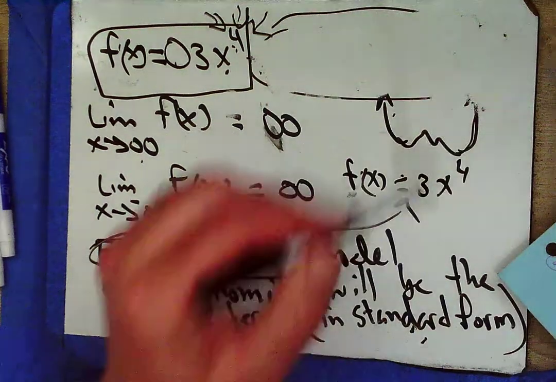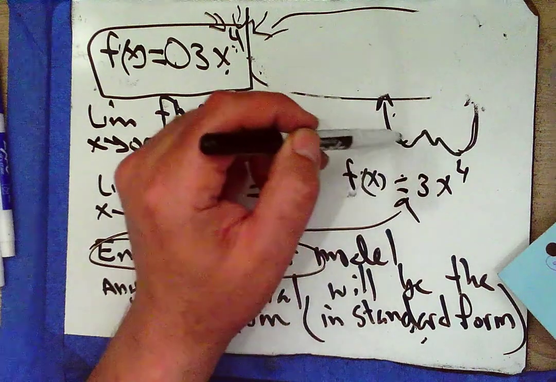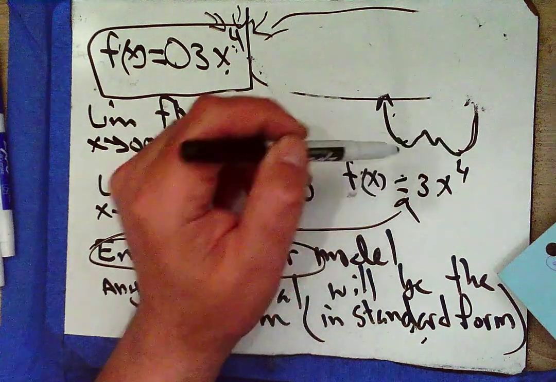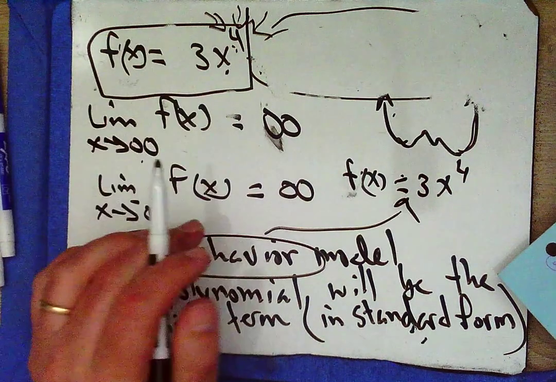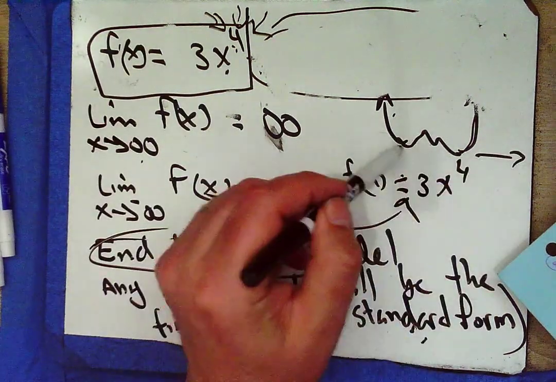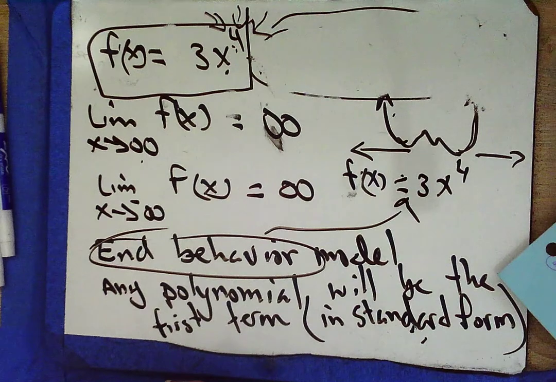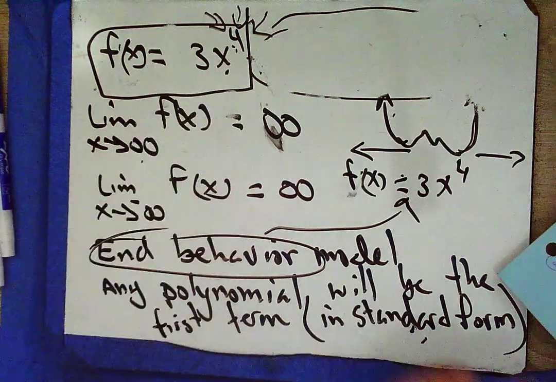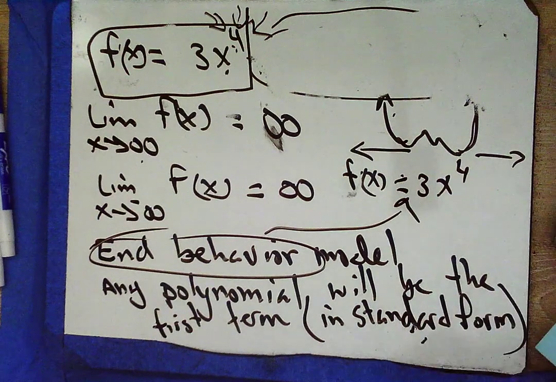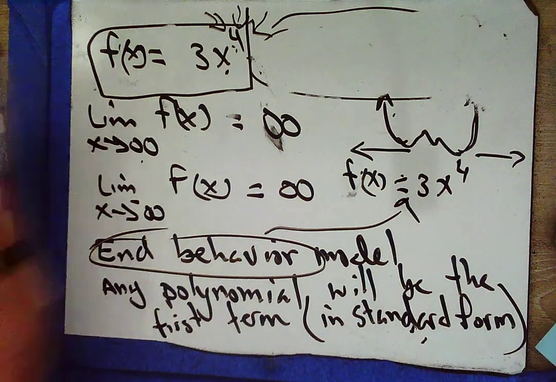And we say, look, it may have behaved in lots of different ways in the middle of the graph. But if we're talking about an end behavior model, about what this thing does as x heads to infinity or negative infinity, it's always going to be the highest power. And that's very reassuring.